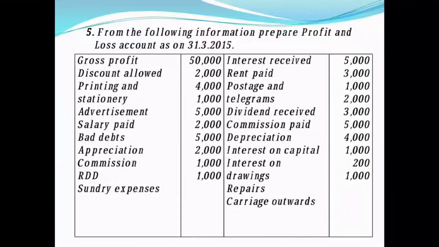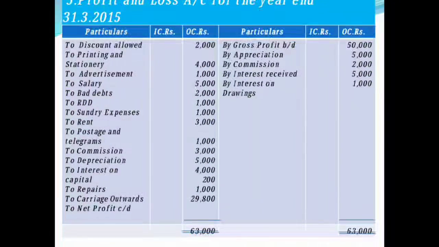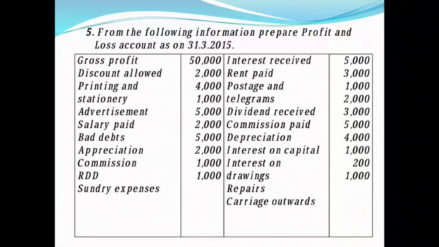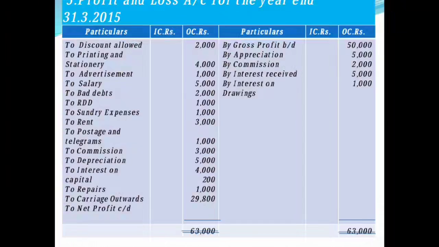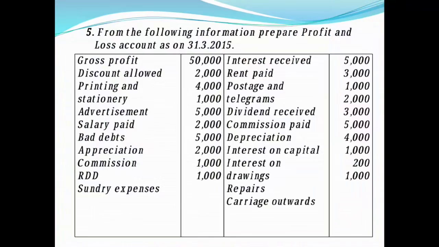Advertisement rupees 1,000 you have. So on the debit side we are going to record to advertisement rupees 1,000 because it is an expense. Then salary paid, which is again an expense, so on the debit side we record to salary rupees 5,000. The next you have bad debts.